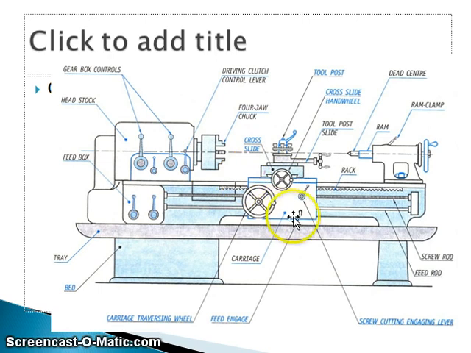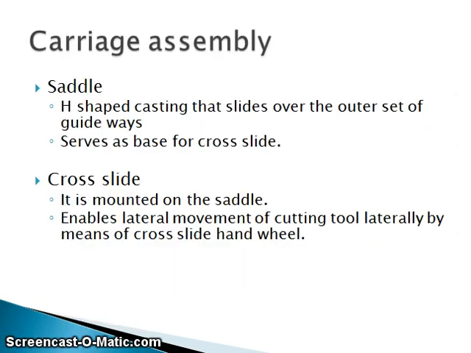It consists of the following parts: saddle, cross slide, compound slide or compound rest, tool post, and apron. Okay, we have seen the carriage assembly. In the carriage assembly, there are four types. Let me discuss one by one. First one is the saddle.